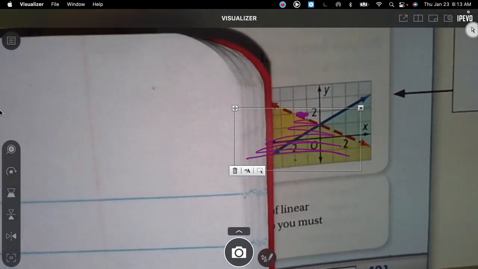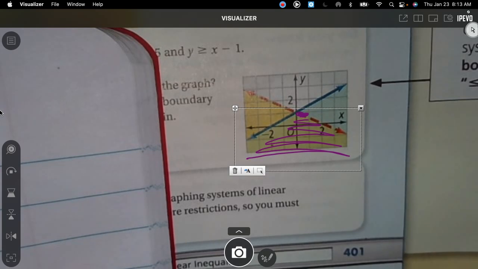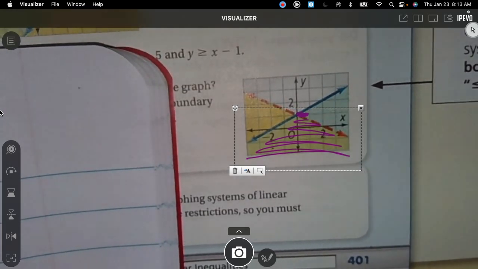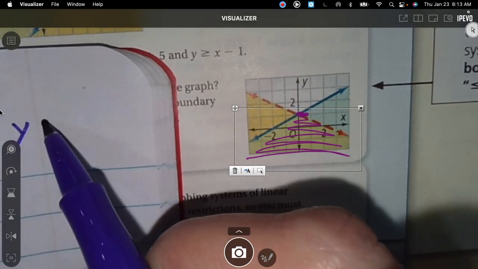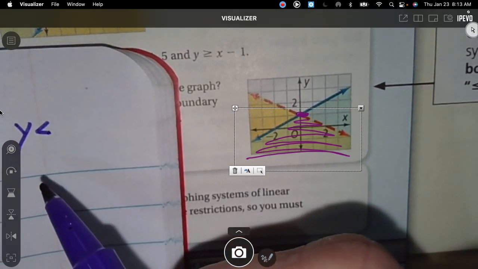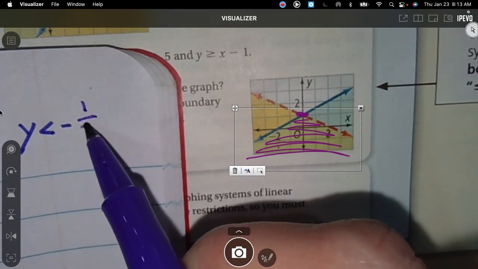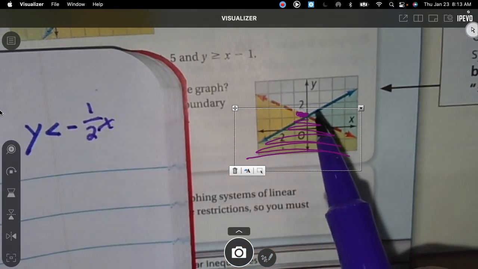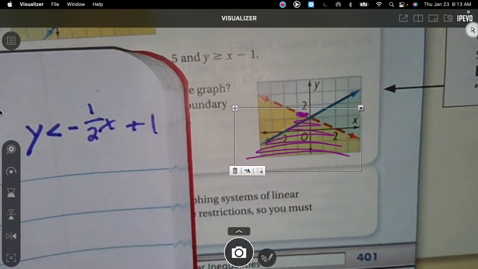For this one, let's see. Am I above that line or below that line? Below it. So I'm going to say y is less than, it's a dotted line. Okay, and you said my slope was down 1 and over 2, and my starting point was right here at 1. Everybody good with that one?